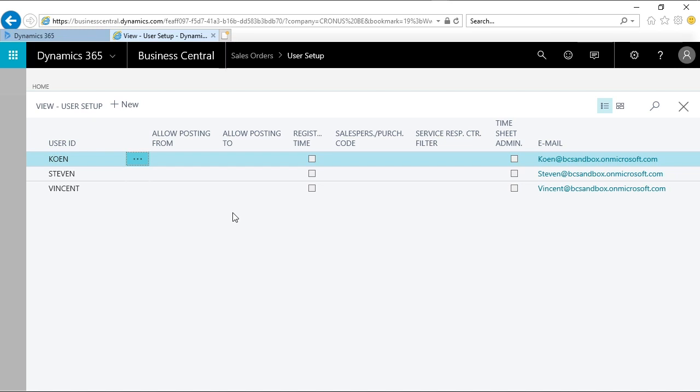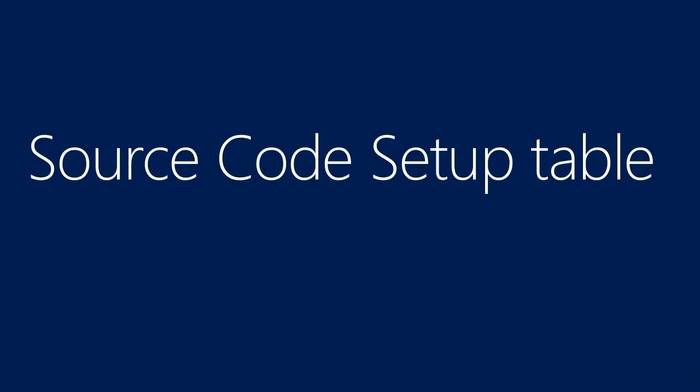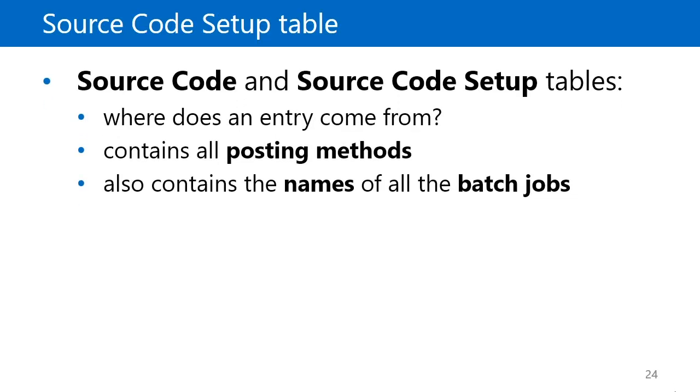Typically, the user setup table is used for these purposes. The source code setup table. The source code and the source code setup tables can specify where entries come from. For example, if you have a look at the ledger entries and you would like to analyze where the entries come from, there is typically a source code field available to determine and explain where the customer ledger entry or the item ledger entry or whatever entry you are looking for comes from.